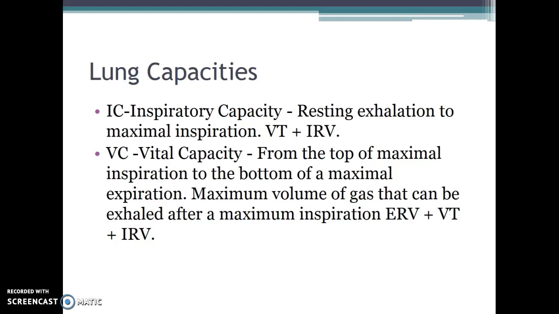And again, a vital capacity is the maneuver needed to do a flow volume loop, which we'll talk a little bit more about later in this unit. Again, for the vital capacity, the patient takes a deep breath in and then blows all their air out until they can't blow anymore, and that will be their vital capacity.